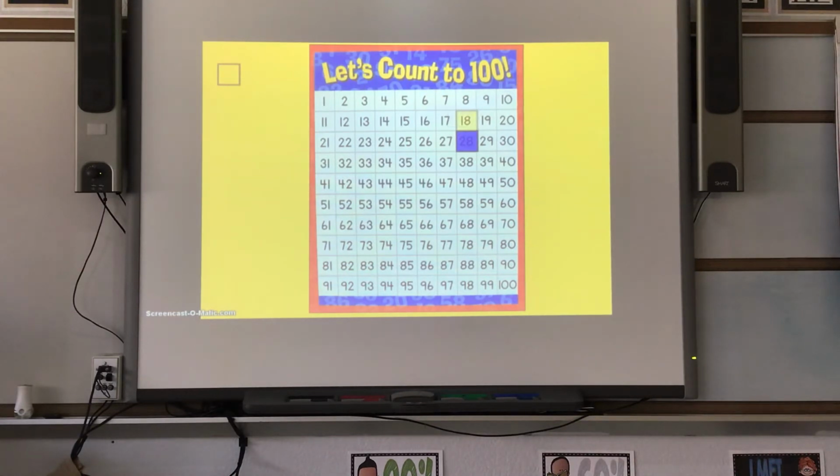If you said 18, then you're correct. Now, let's think about what 10 more would be. Using what we learned about the 100 chart, what would 10 more than 28 be? Write that number on your homework sheet.